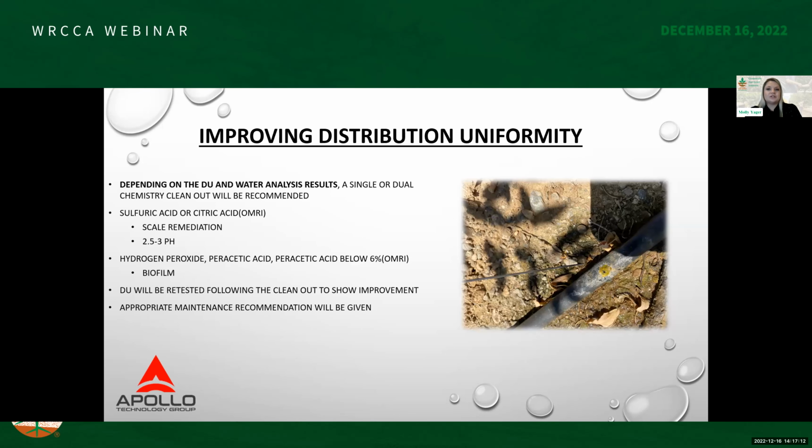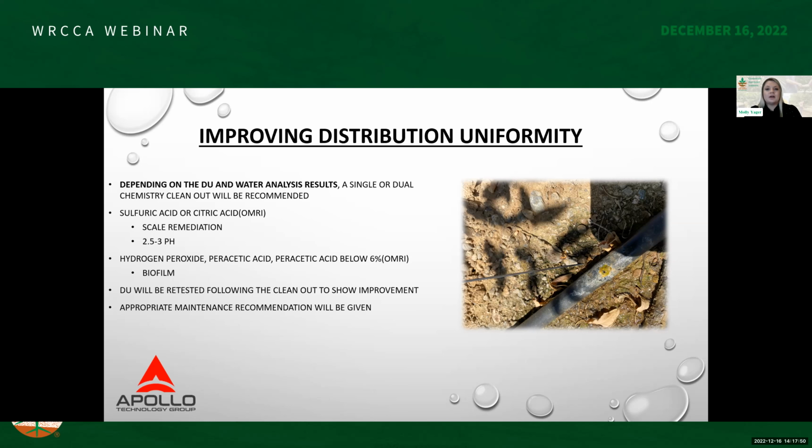So how can you improve your distribution uniformity? Depending on the distribution uniformity test and the water analysis, those are the 2 key things you need before making any recommendation. And if a water treatment company you're working with or a crop advisor or a farmer says otherwise, I would ask them why. Again, you want to do your due diligence and make sure that you're putting the appropriate product out there. And again, they're all different. So depending on the distribution uniformity results and the water analysis, you'll most likely be recommended either a single or a dual product clean out.